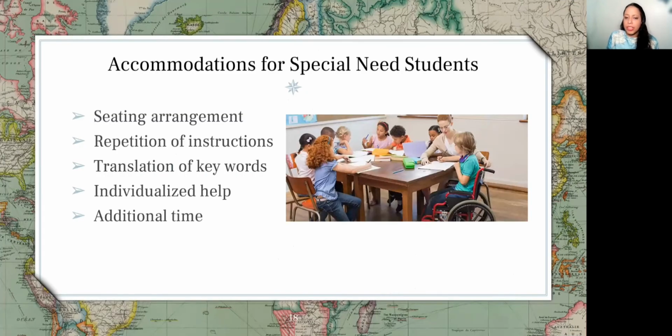The accommodations for the special needs students were seating arrangement. They were sitting like in this picture in tables, and they could see what the other students were working on. I repeated the instructions several times. I even translated the keywords of the instructions, so those who didn't know a lot of English yet could understand what they were going to do. I gave individualized help and additional time to those students who needed a little bit more time.